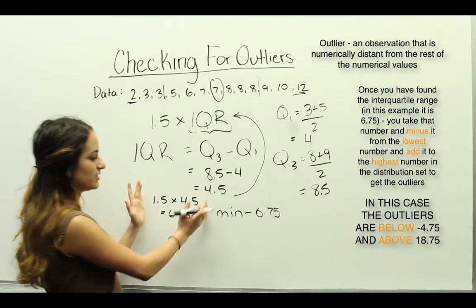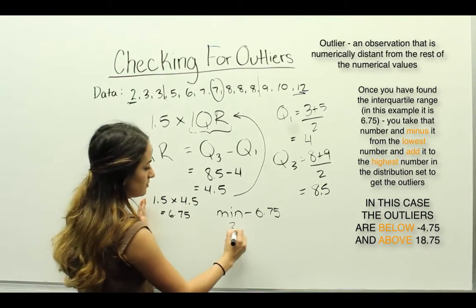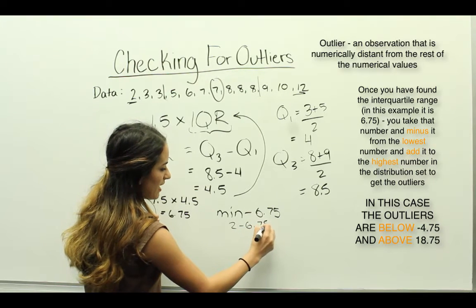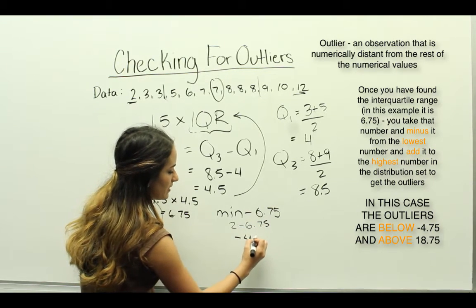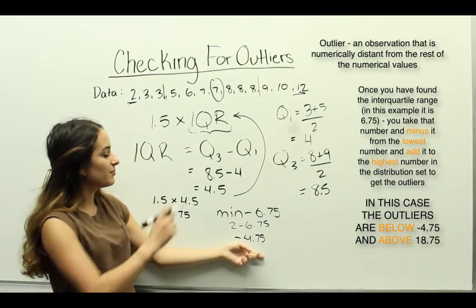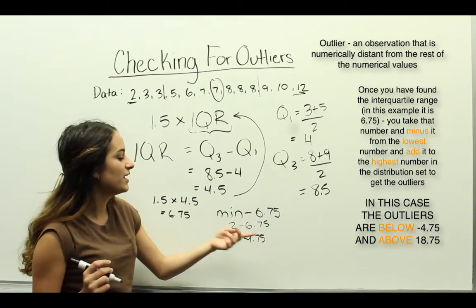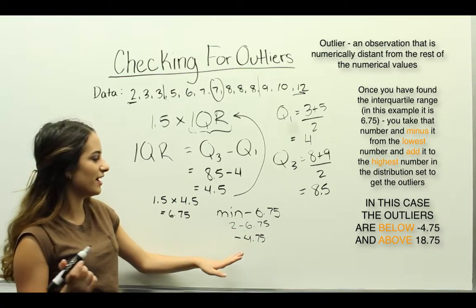So this is going to give you a range that you have to determine. So in this case, 2 minus 6.75 would give us negative 4.75. So a number to be considered an outlier for this data set would have to be less than negative 4.75.